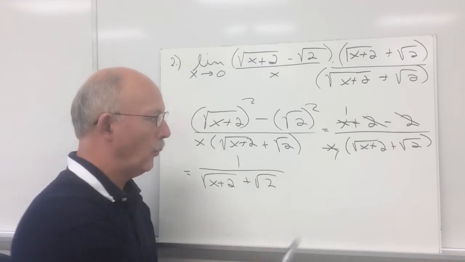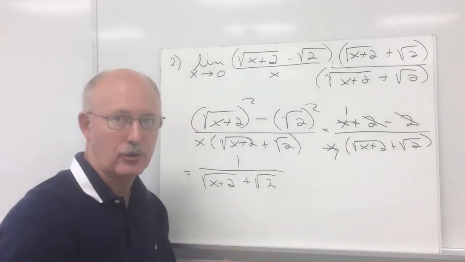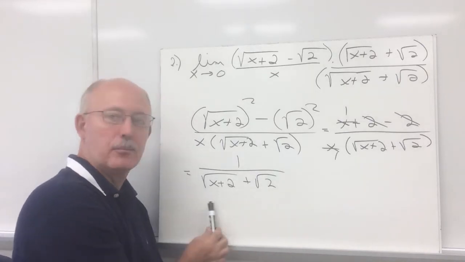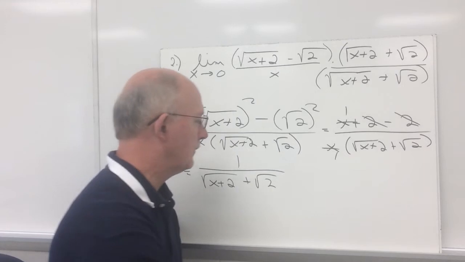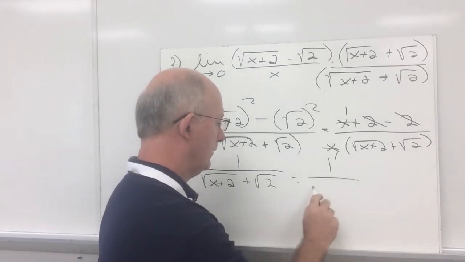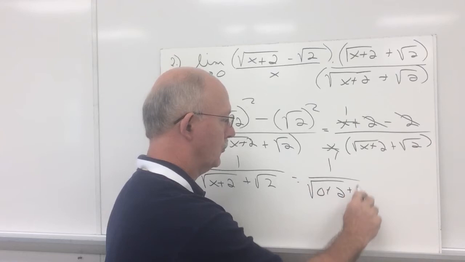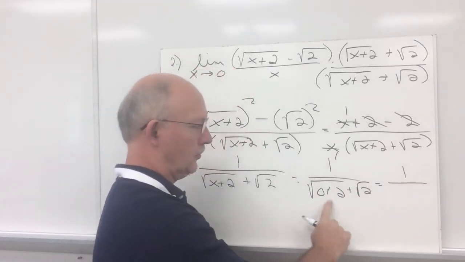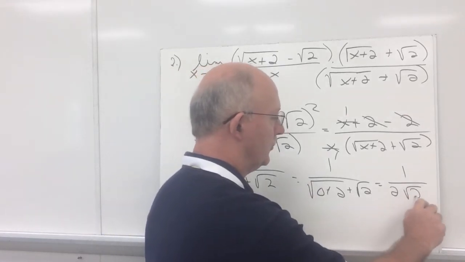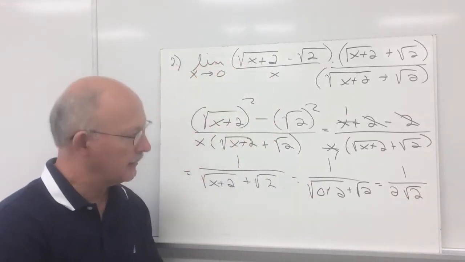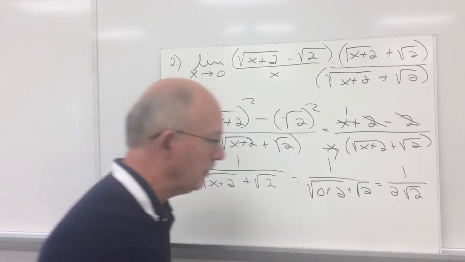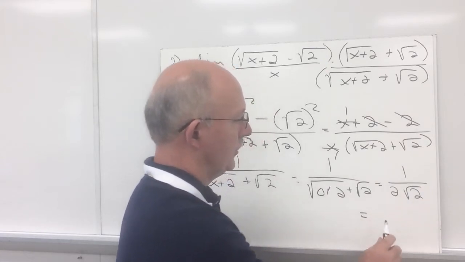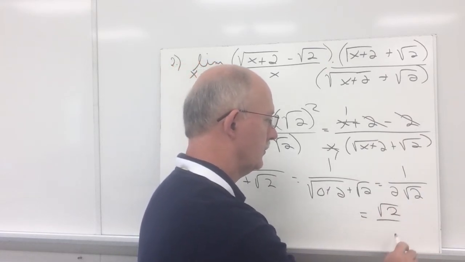Now, once we cancel the x's out, that's our hole. Now the hole's gone, so we should be able to use direct substitution on the remaining expression. So let's take the 0 and substitute it in for x. This will give us 1 over the square root of 0 plus 2 plus the square root of 2. Simplifying, the square root of 2 plus the square root of 2 gives us 2 times the square root of 2. So evaluating our expression gives 1 over 2 square root of 2, which simplifies to the square root of 2 over 4.